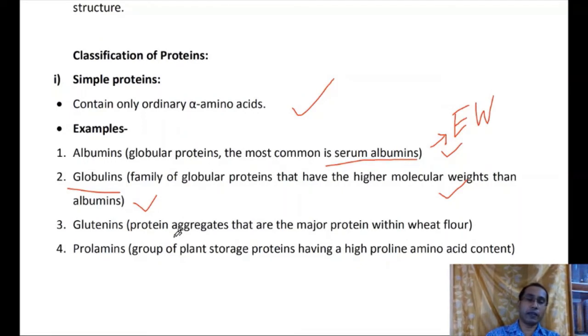Glutenin is basically a sticky substance, produced in most stored grain crops, and glutenin-containing crops are wheat, rice, everything. These protein aggregates are the major proteins within wheat flour. You can see the softness of the wheat come after kneading that particular wheat powder with water so many times, so this stickiness comes. Prolamine is also another example of simple proteins.